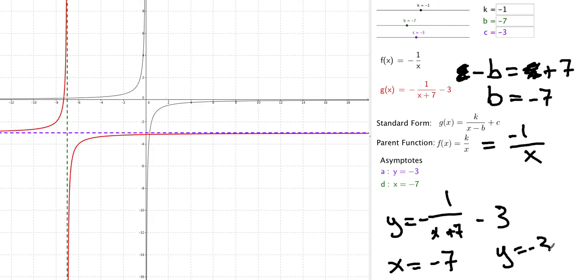and y equals negative 3 is our horizontal asymptote. So here are two asymptotes, y equals negative 3 in purple, and x equals negative 7 in green. You can see that there. And then the rest of the graph stays the same, it's just shifted.